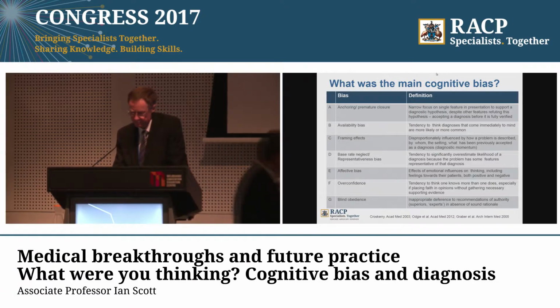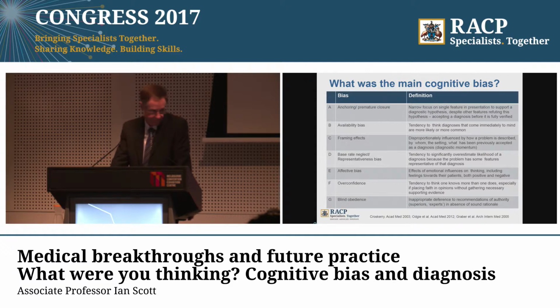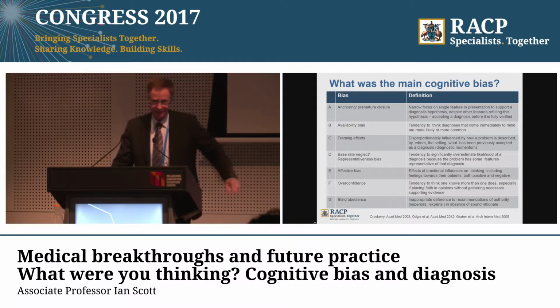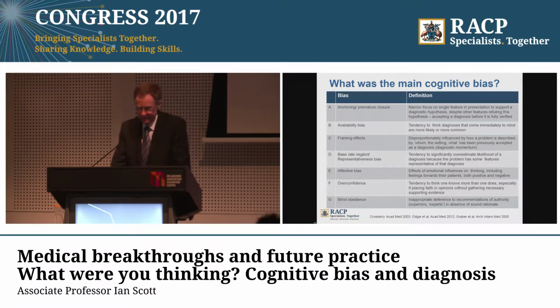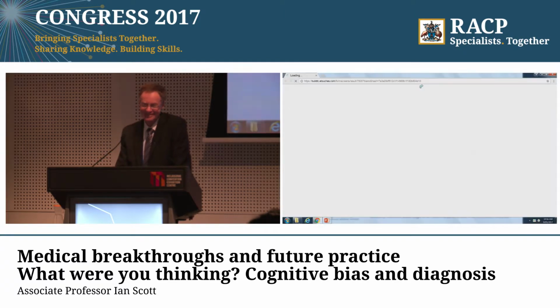Just while people are thinking, there is one spare seat down the front, I think. Is that right? Yes, there is. There's also 2 spare seats up here in the lectern if you want to be up here. The expert.